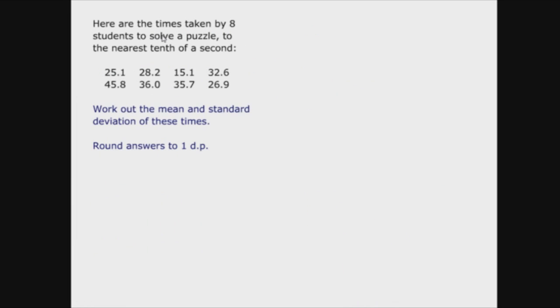We now have a question that says that there were 8 students who were meant to solve a puzzle, and there were times in seconds recorded by each student. The question tells you to work out the mean and the standard deviation of those times, and you must make sure that you round all your answers to 1 decimal place. Pause this video to have an attempt at this question. When you're done, unpause it. Okay, now that you're done, I'll show you the answers.